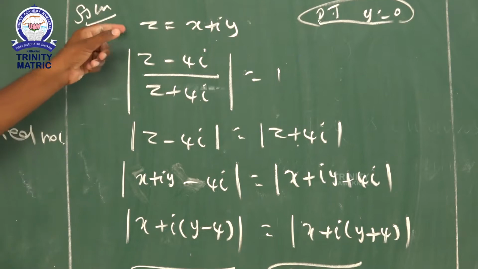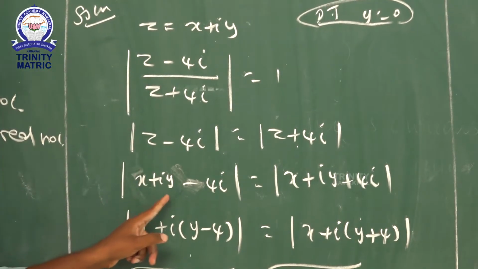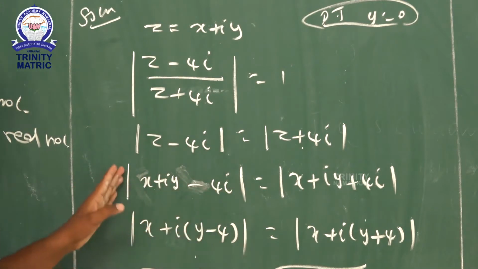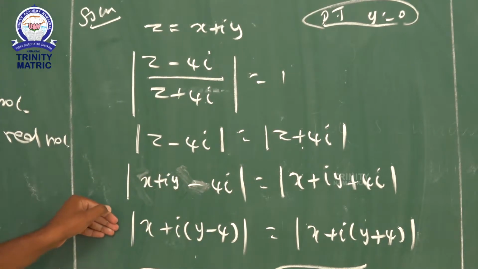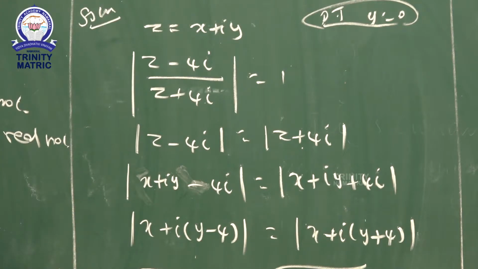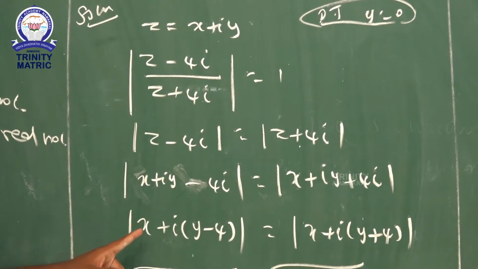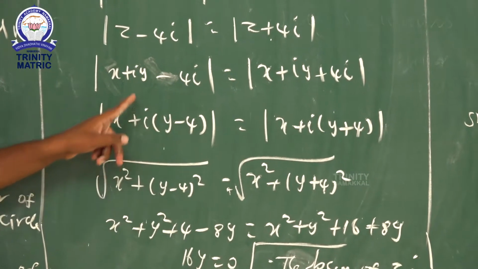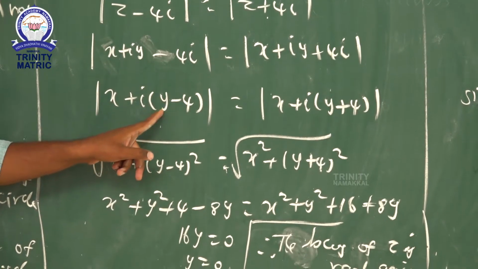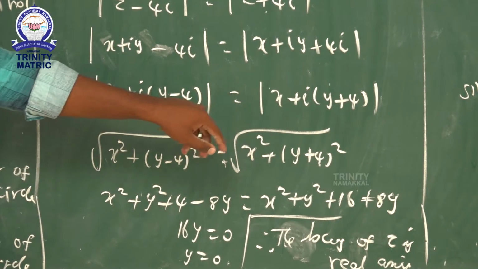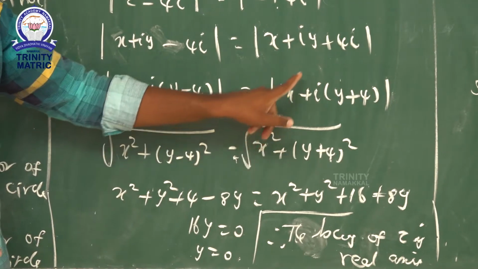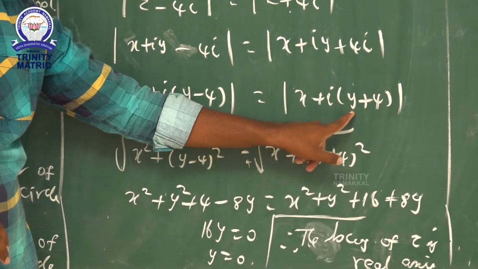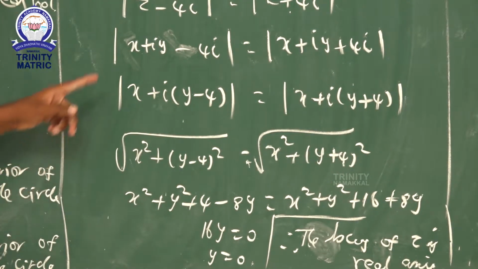Next, what is the z value? x plus iy. Here z equal to x plus iy, and here also z equal to x plus iy. Next, the modulus is kept the same. We remove the modulus only after separating real and imaginary parts. Okay. First of all, take the real part. Here the real part is only x. Next, the imaginary part has 2 parts. Take i outside. What is the remaining? y minus 4. The right side is also the same method: x is the real part, and take i outside. What is the remaining part? y plus 4. Next, taking modulus on both sides.